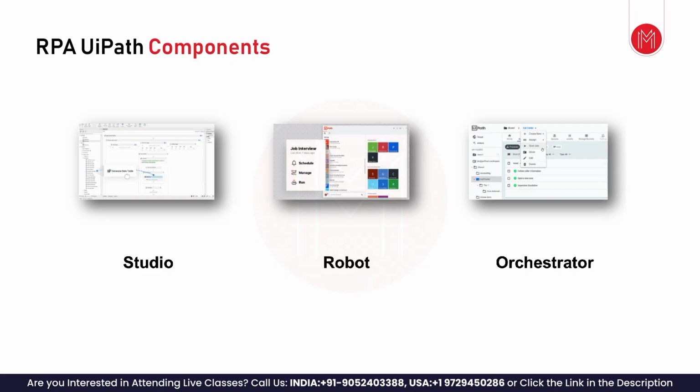For that, we will be using the orchestrator, which is nothing but a web application. It will be just like a URL. You just have to go to the URL, give your username and password, and enter. You can see all the robots, all the tasks that are pending, how many were success, how many were failure. All these things you will be able to do with the orchestrator.